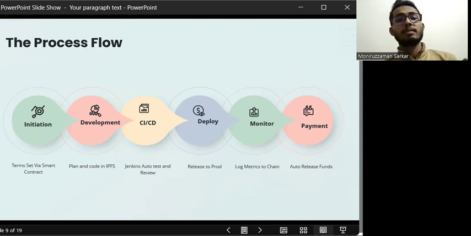After that, the monitoring phase. In this phase, the monitoring team monitors the overall progress, in case there is any problem or anything. And the last phase is the payment phase, where the payment is automatically released using the smart contracts.